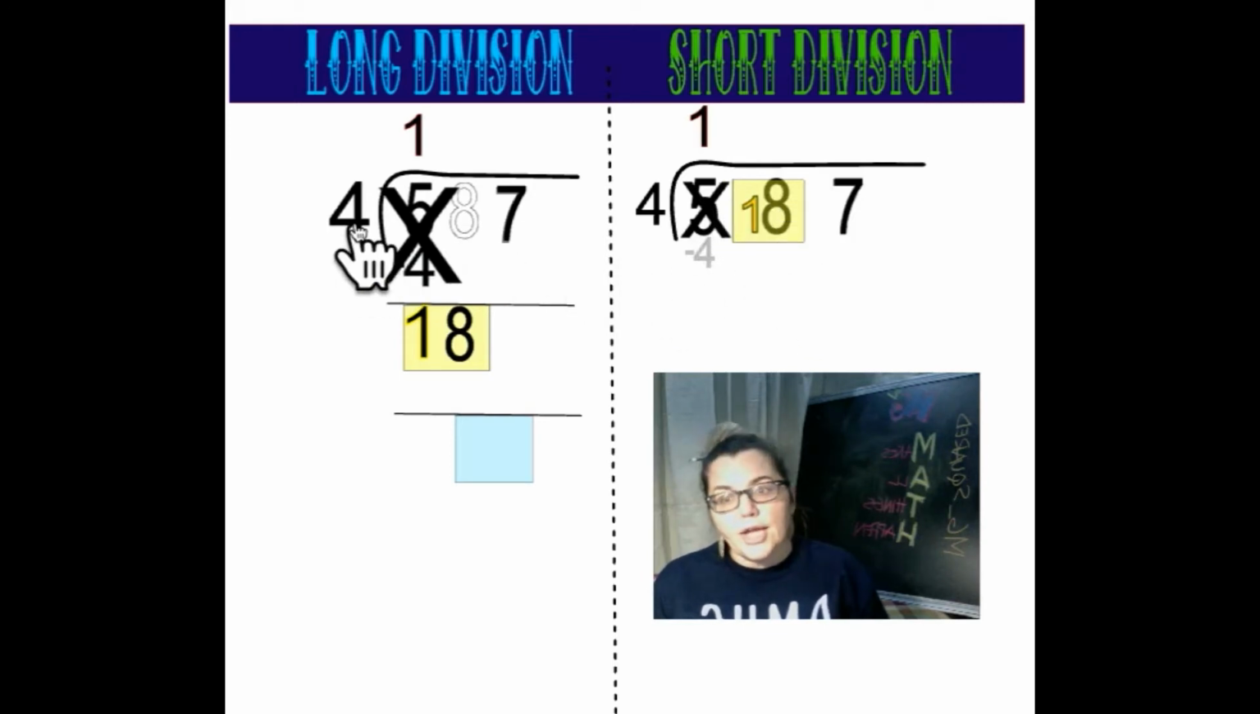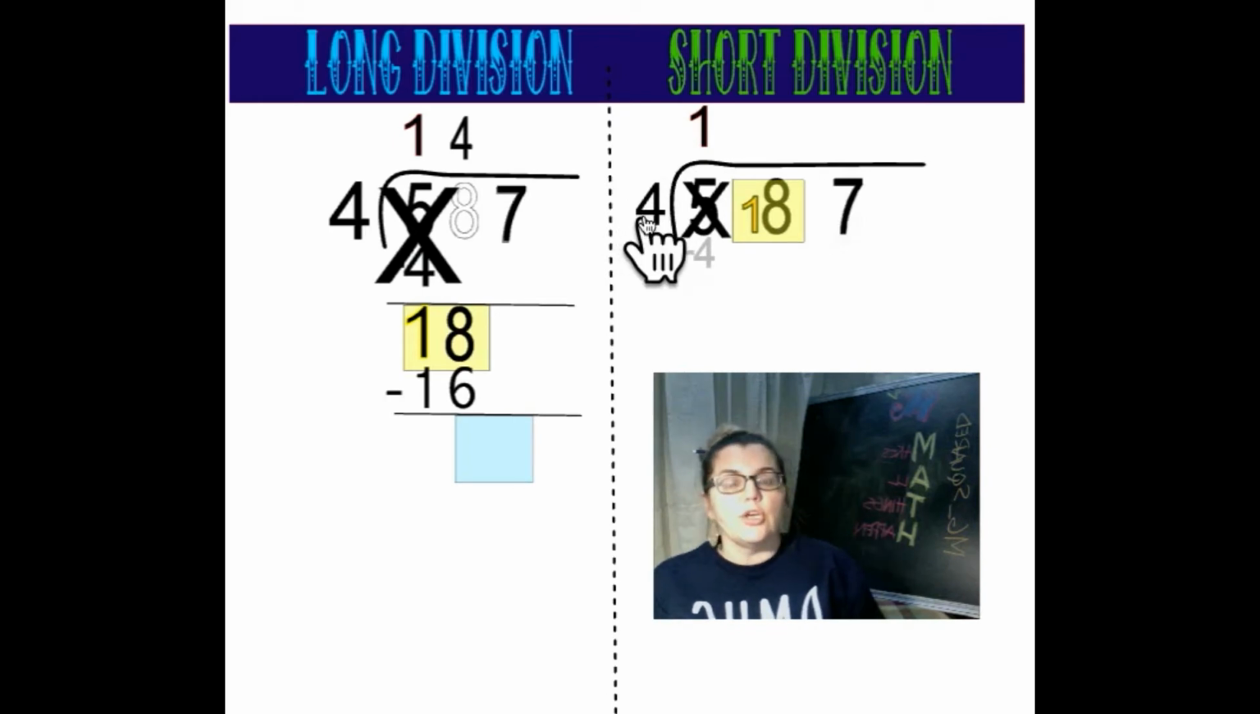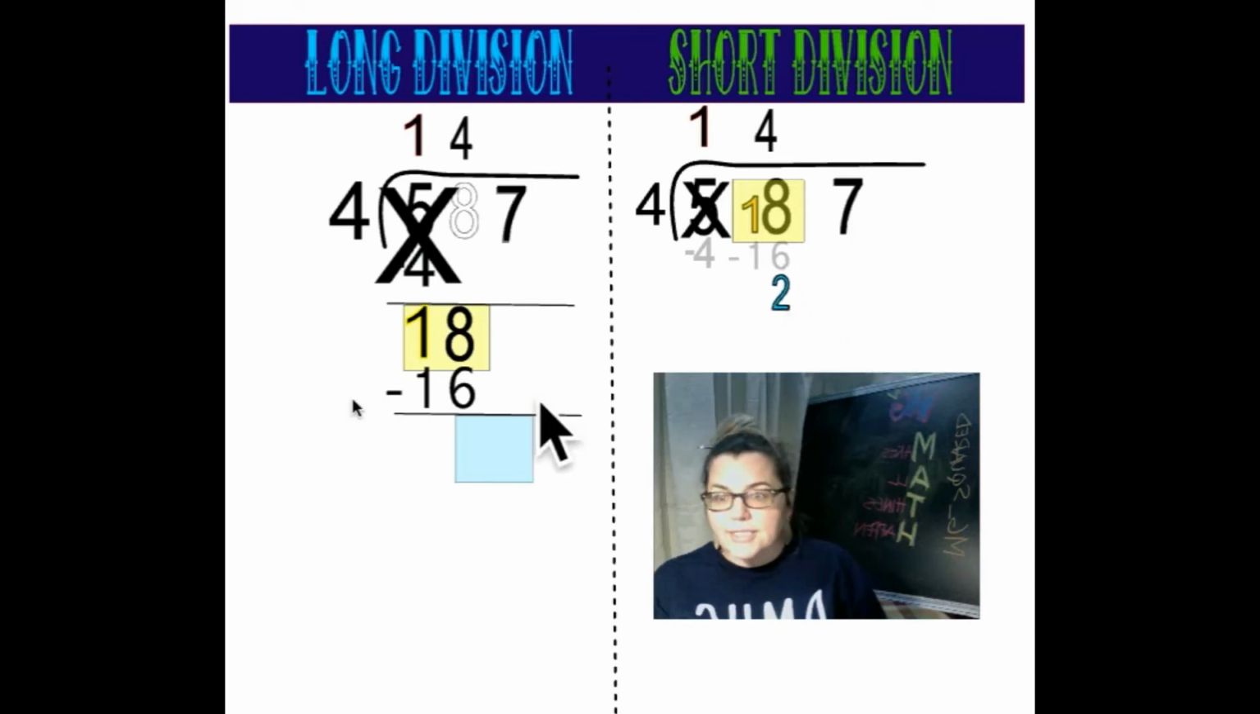All right, so now you're looking at how many groups of 4 can you get out of 18? Of course, that's 4, because 4 times 4 is 16. And so you would have 16 things grouped up here over at the short division. You're going to ask yourself, how many groups of 4 can I get out of 18? That's still 4. You're going to group up 16 things, and you're going to have 2 things left over, right, if you subtract. And here, 16 from 18 is 2.